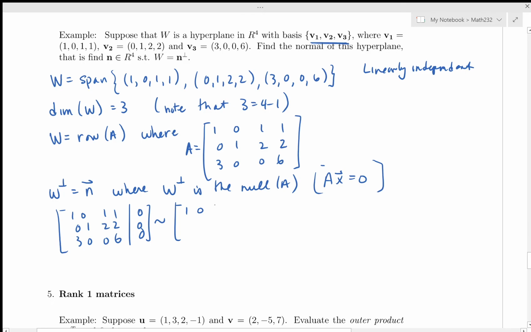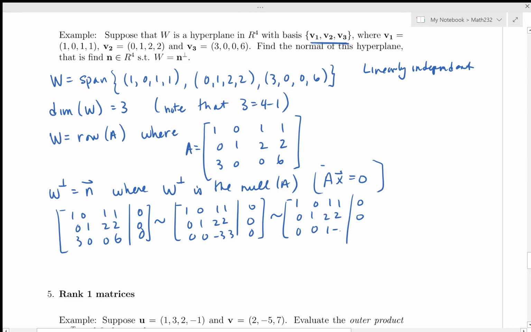I will copy this one out and this one too. And then the new row 3 will be row 3 minus 3 times row 1. And then I'm just going to simply multiply row 3 by negative a third. So I'm going to get 1, 1, 0, 0, 1, 2, 2, 0, 0, 0, 1, minus 1, 0.